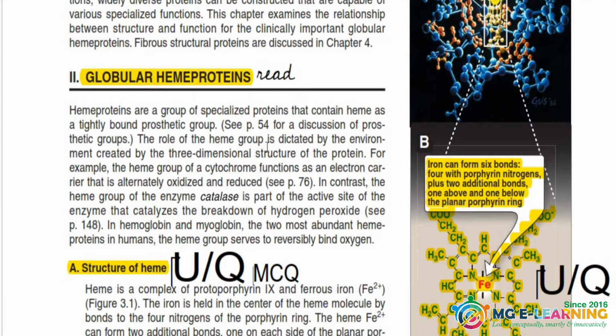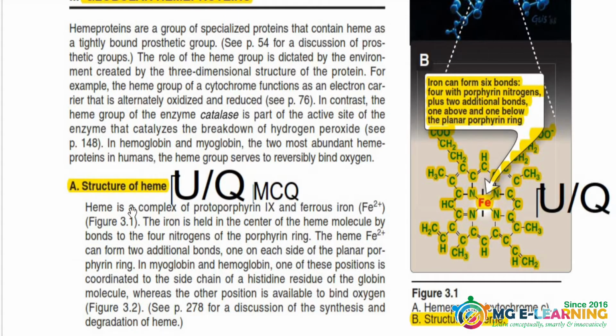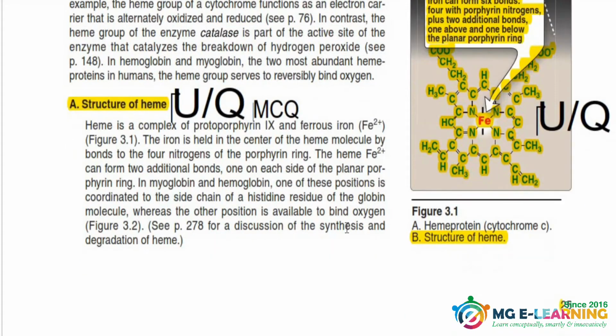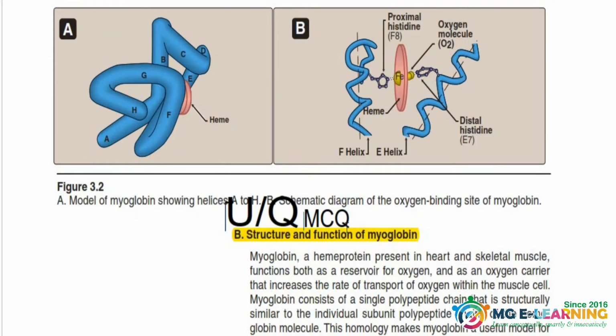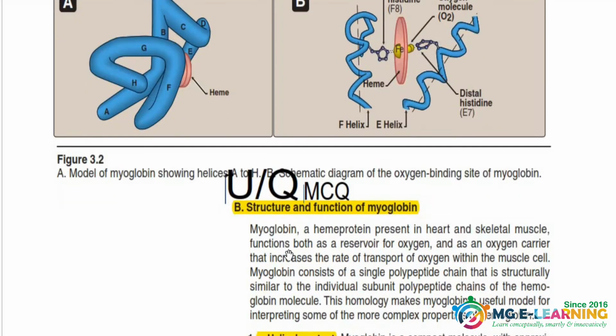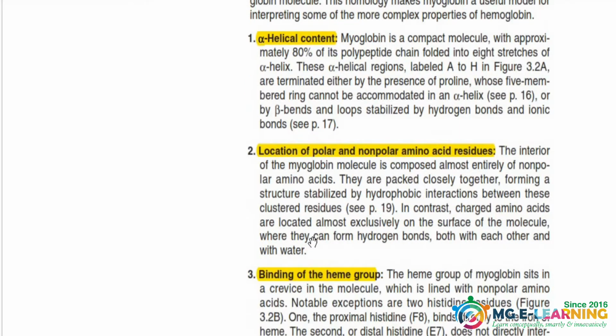Globular heme proteins. You have to give this a read. Structure of heme is a UQ, and it also comes in MCQs. And this is the structure of heme. Next, move forward. Structure and function of myoglobin is very important for MCQ as well as SCQ. You have to memorize all the details of this.